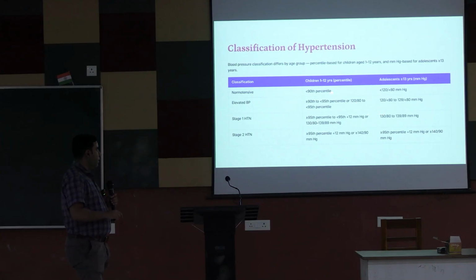Here normotensive is less than 120/80. For elevated BP, it is 120 to 129. For stage 1 hypertension, it is 130 to 139. And for stage 2, it is more than 140/90.